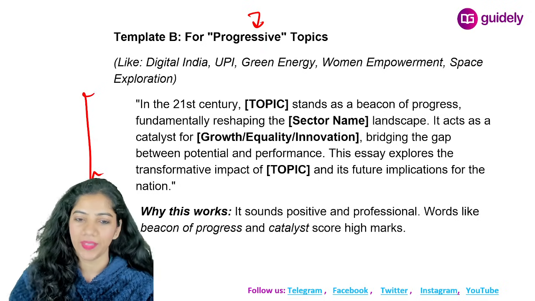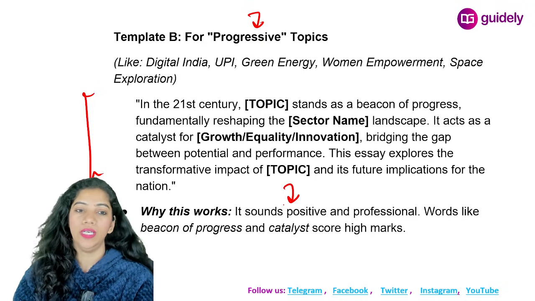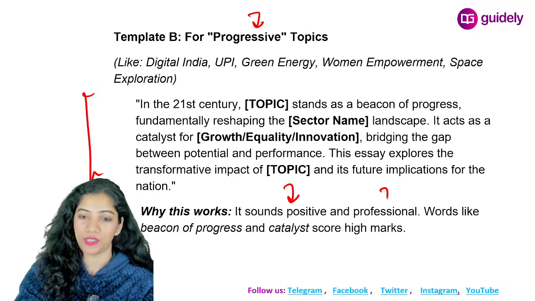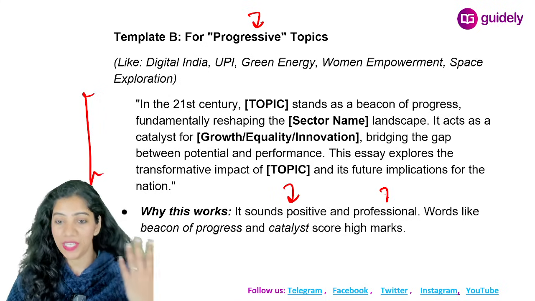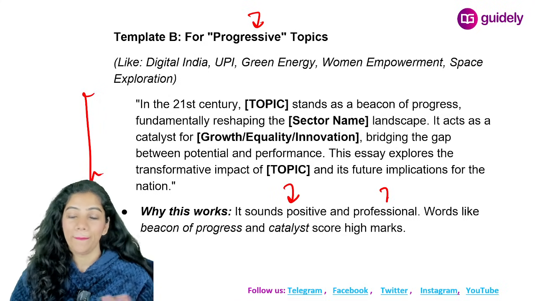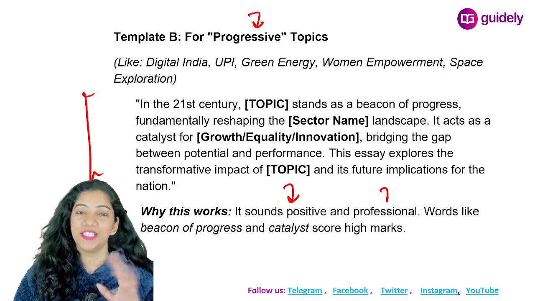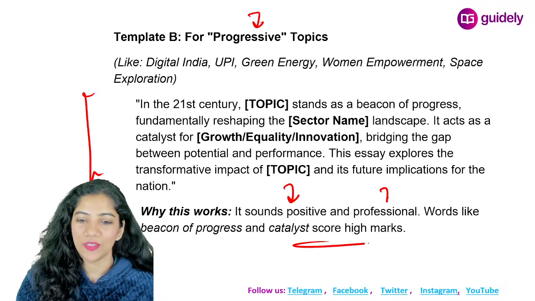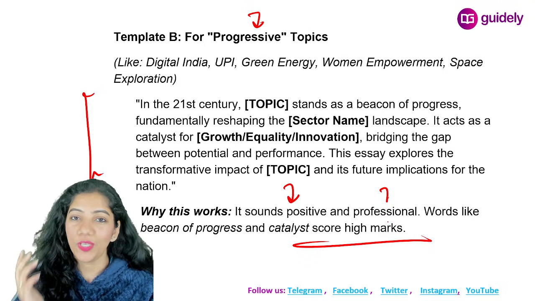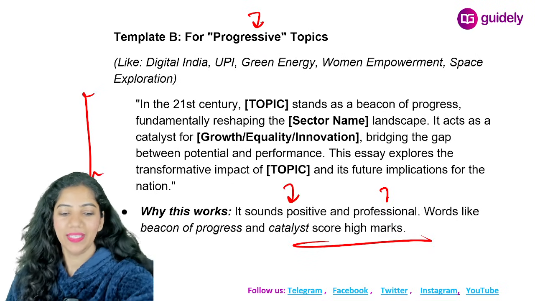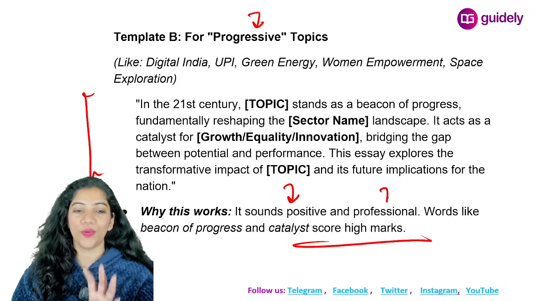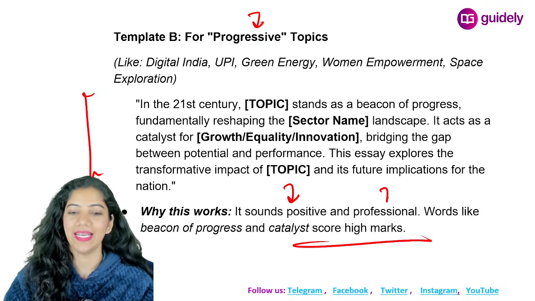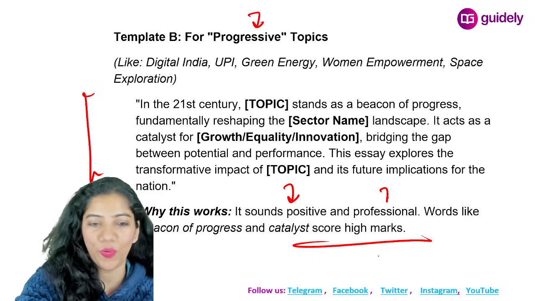Why will it work? It will work as you talk about something like Digital India, definitely a positive one. It sounds positive and professional. Words like progress, reshaping, catalyst, potential and performance show transformation in a positive way. Words like these score high marks because when you are using this kind of vocabulary, the examiner, the evaluator, is going to know that you know something more than the normal aspirant does. All right, let's go ahead and learn more things about it.